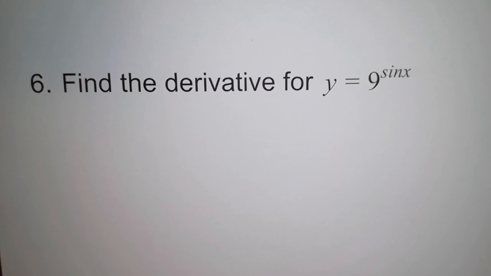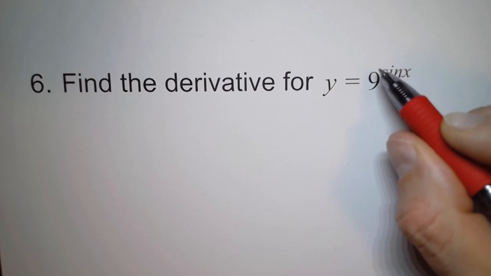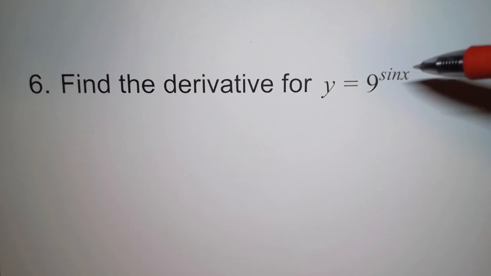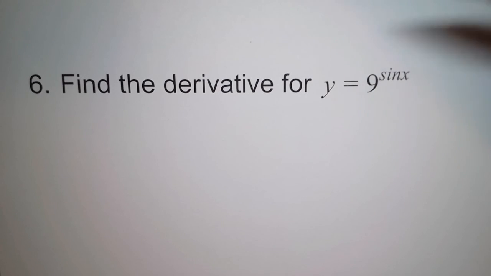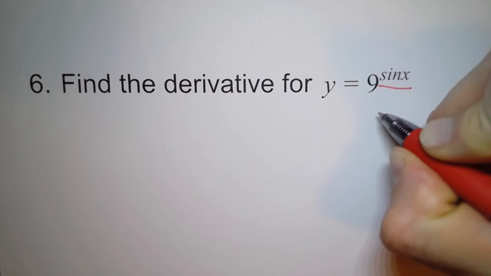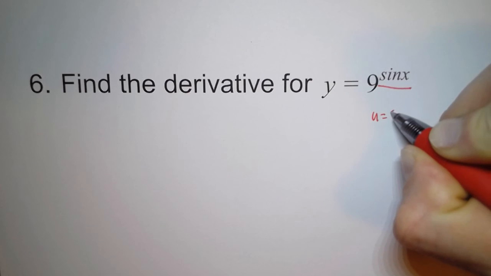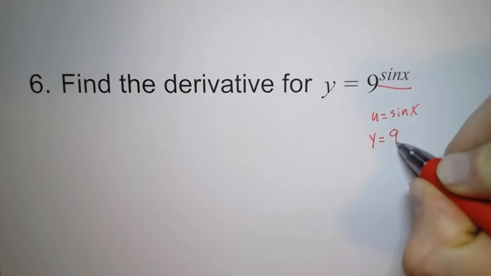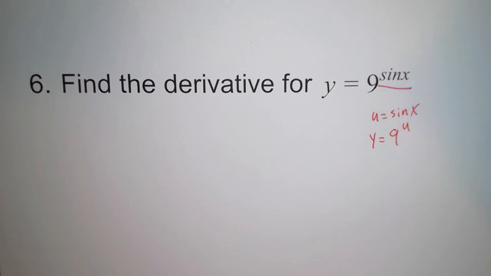So looking down at number 6, now we've got a bit of chain rule here. Now if this were 9 to the x, we could just substitute out 4 with 9, and we would have 9 to the x times ln of 9. But because of sine of x, that makes this a chain rule problem. So we'll write this as u equals sine of x, and y equals 9 to the u power.